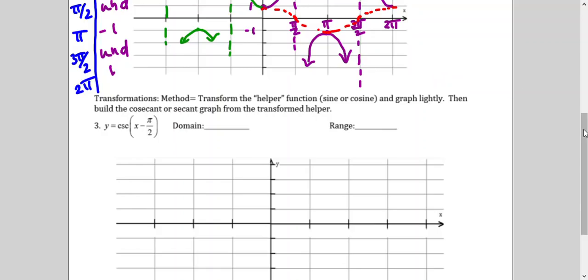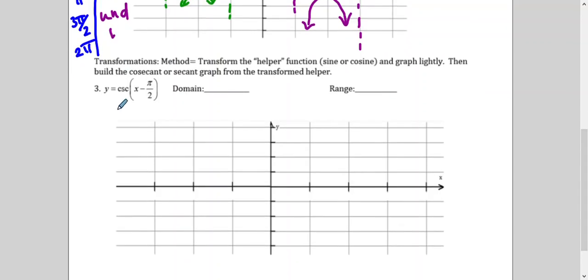It's pretty easy. For cosecant, your helper function is sine, and I want to shift my sine to the right, pi over 2. So my graph would start over here at pi over 2, pi, 3 pi over 2, 2 pi, and since I'm shifting everything to the right, I might want to make one more line right here: 1 pi over 2, 2 pi over 2, 3 pi over 2, 4 pi over 2, and this is going to be 5 pi over 2. Then 1 and negative 1.